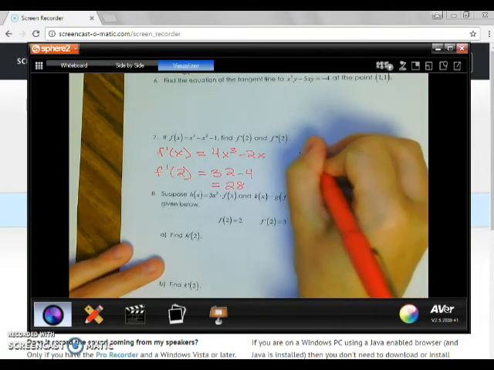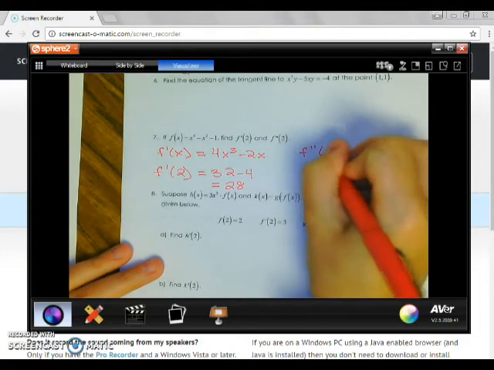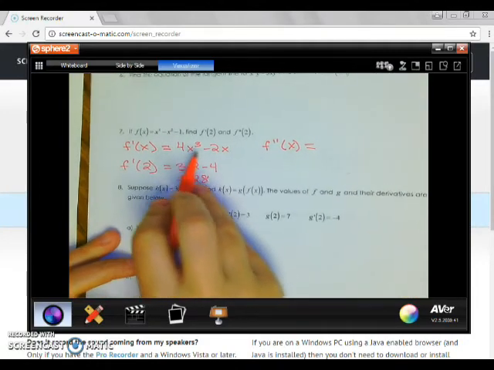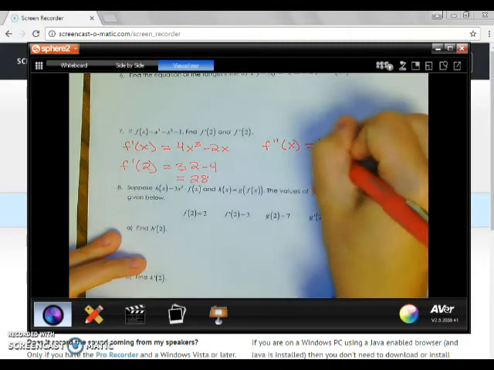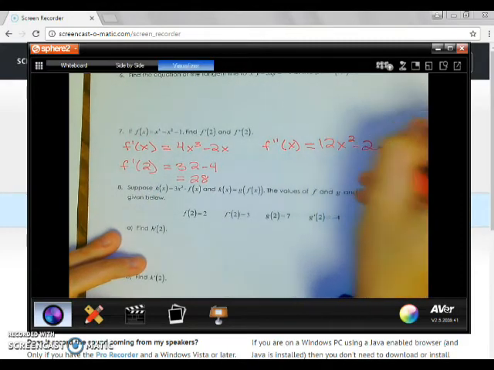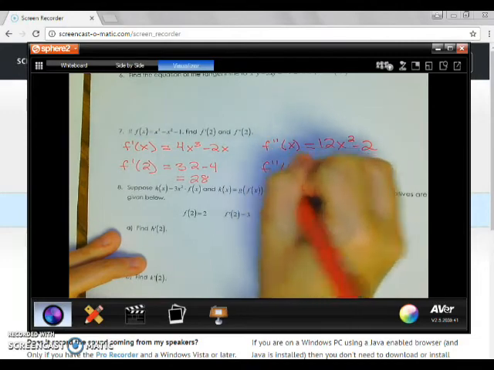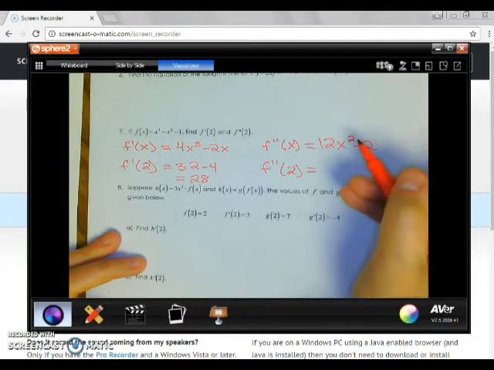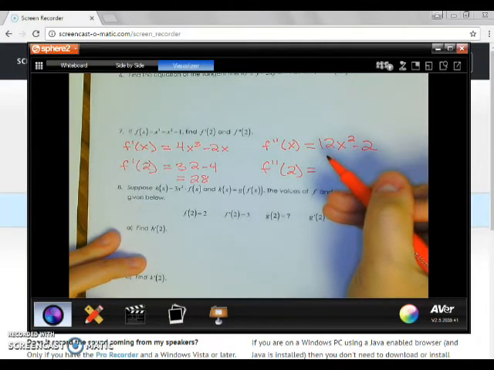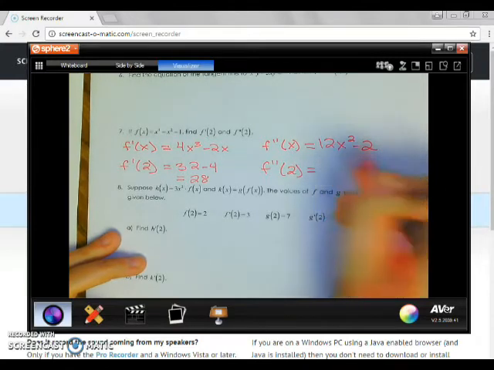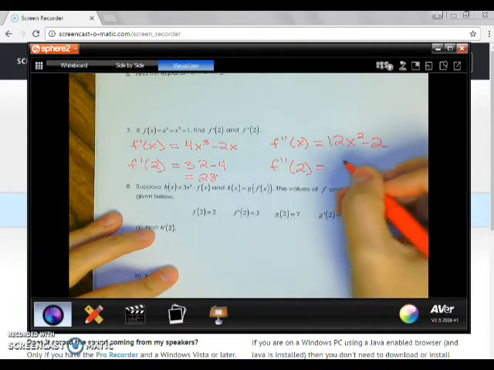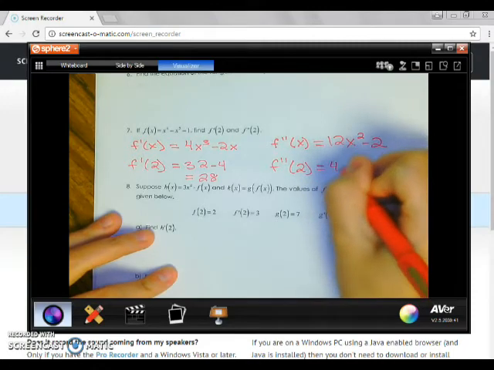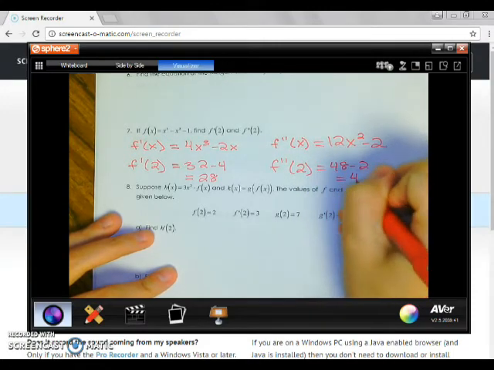And now if it's asking you to take the second derivative, that means I'm looking here before I take my derivative. So when I take the derivative, 3 times 4 is going to be 12x squared minus 2. And if I'm evaluating that at 2 as well, I plug in a 2. 2 squared is 4. So we are going to get 4 times 12 is 48 minus 2, so my answer there is going to be a 46.